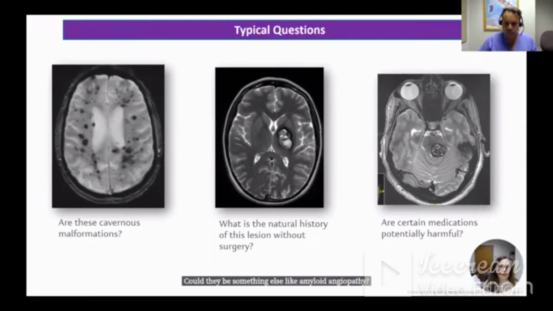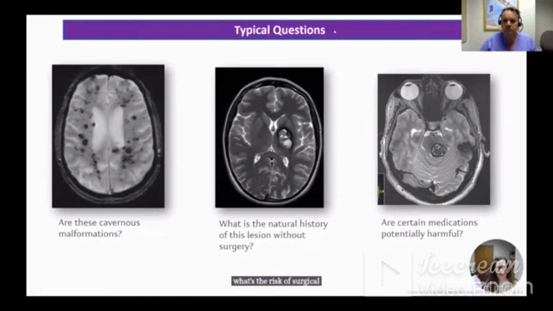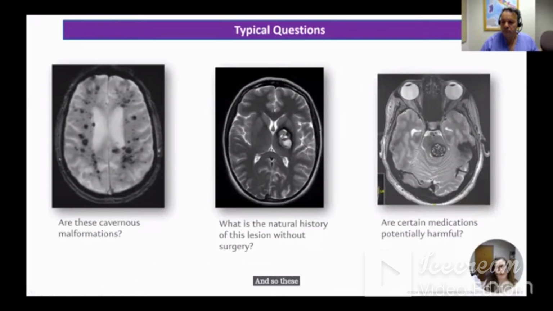The second patient wants to know what's the risk of observation, what's the natural history, versus what's the risk of surgical intervention in this particular situation. And finally, the third patient wants to know what medications are okay to take and what medications might worsen the natural history. And so these are the typical questions I might get asked.